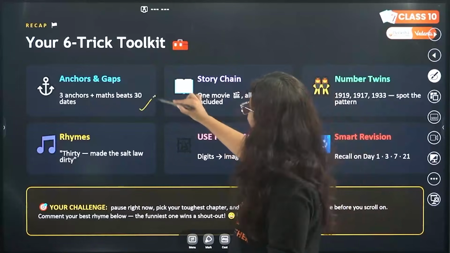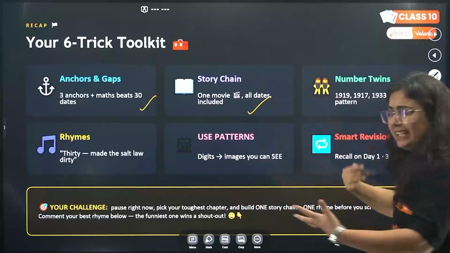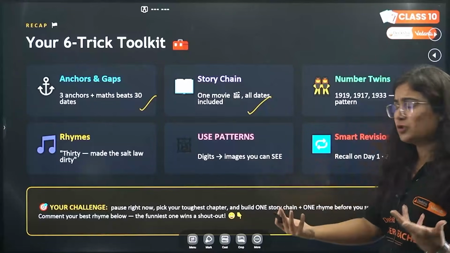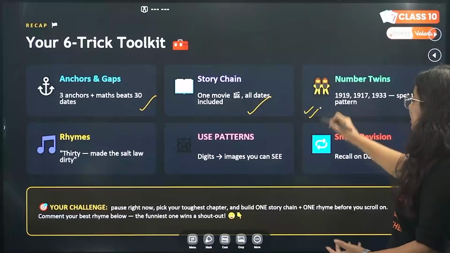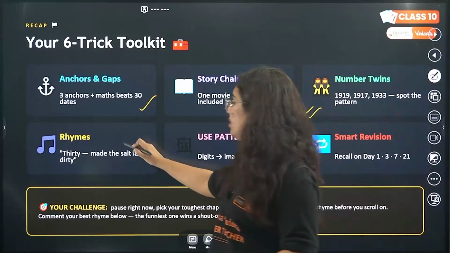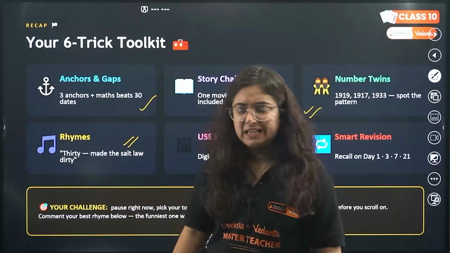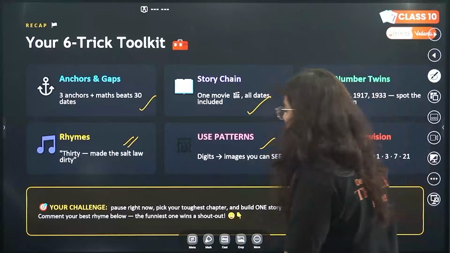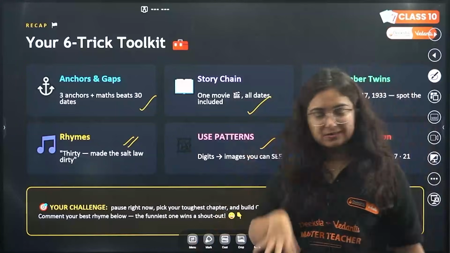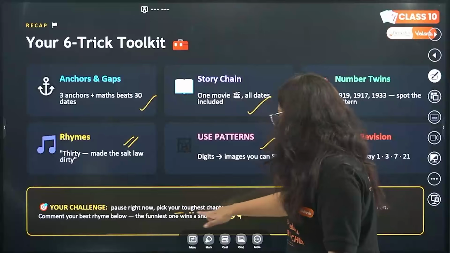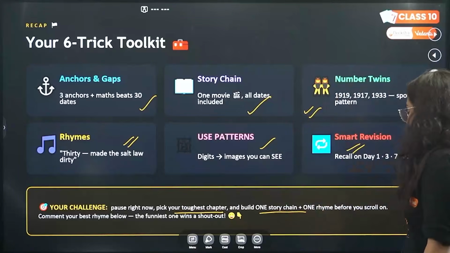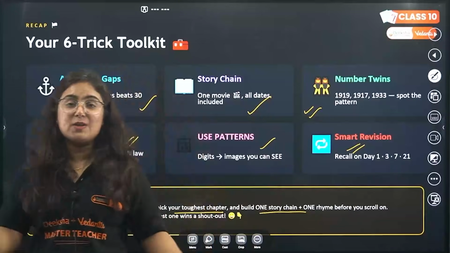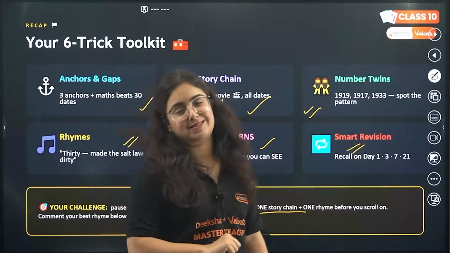Anchor and gap method, story chain. See it as a movie, connect the dots, make a story, interesting story as much as possible. Number twins method you can use. You can make the rhyme, right? You can make the rhyme patterns as well as smart revision. So this is your challenge. Pause right now. Pick your toughest chapter and build one story chain, one rhyme, or all the important, interesting ways by which you can learn those dates.